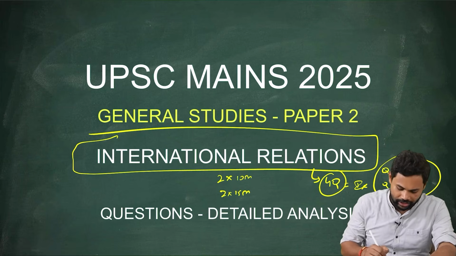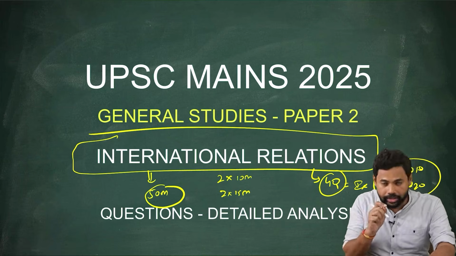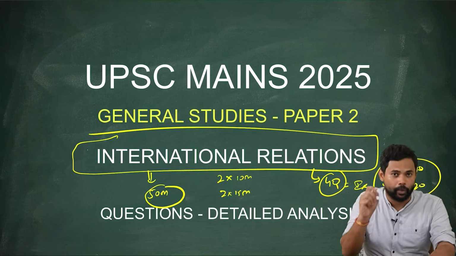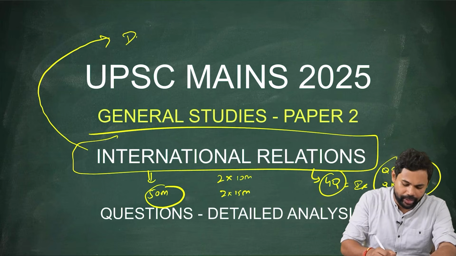So overall, from international relations, you'll be getting 50 marks. Okay. Again, it is not tricky. It is actually very scoring. Now, many people fear international relations because they feel that international relations is very dynamic.